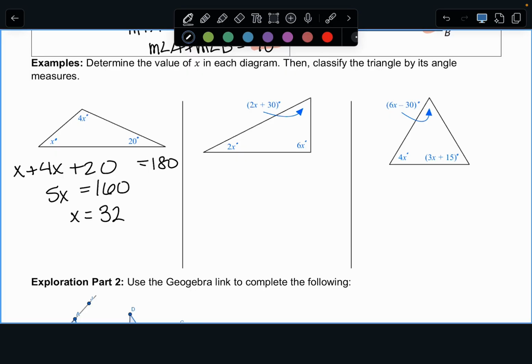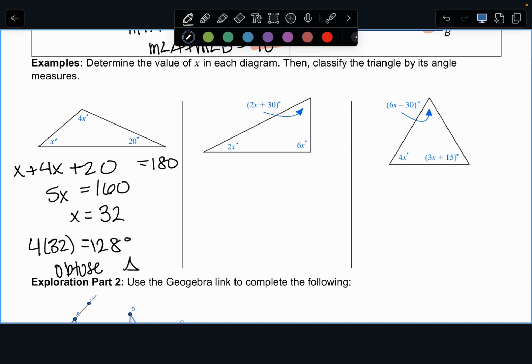This one is obtuse because which one of these angles feels like it would be the biggest? 4x or x? 4x. If I plugged this back in, that angle measure would end up being 128. So like Ryan said, this is an obtuse triangle.